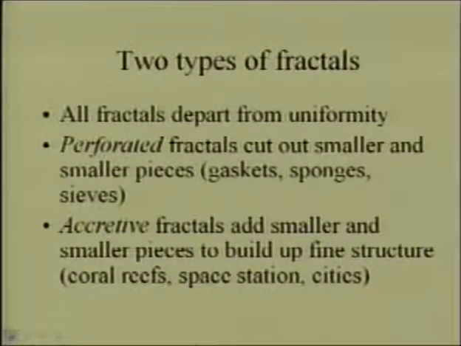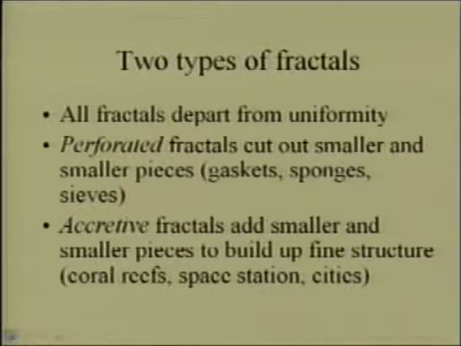So, when we study fractals, we see that there are 2 different types of fractals, and they work in different dimensions. So, all fractals depart from uniformity because you are subdividing a structure. So, obviously, it's going to depart from uniformity. But then, from whatever uniform ground you start from, you can proceed in either of 2 ways. You can create a perforated fractal by cutting out smaller and smaller pieces. And you have the Sierpinski gasket as one example of a fractal that begins in 2 dimensions, and you cut out smaller and smaller pieces to get the gasket. Or you can get a sponge. Namely, you start with a volume and you cut out little bits of that volume to make it porous, and you get the sponge or a sieve. A sieve can exist in 2 dimensions, or beginning in 2 dimensions, or curve.